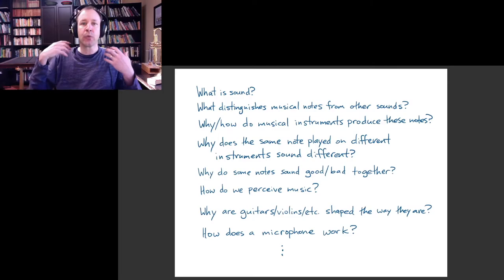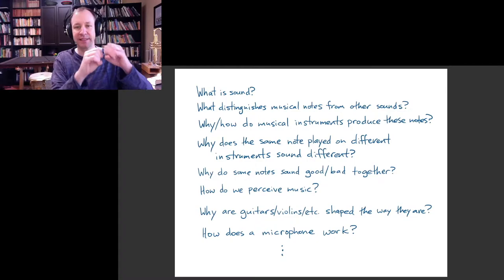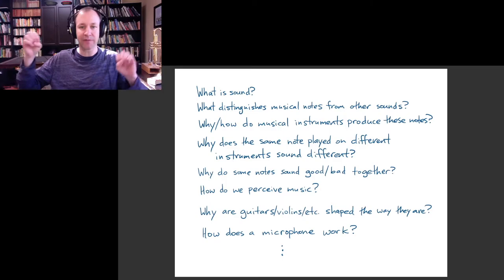What is it that distinguishes music or musical notes from just other sounds, from random noise? Why or how do the musical instruments produce these notes? Why do different instruments sound different? Even if I play the same note on two different instruments, why does it sound different for a trumpet versus a saxophone versus a violin?